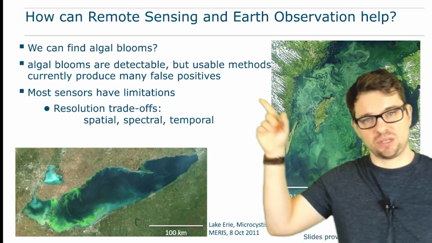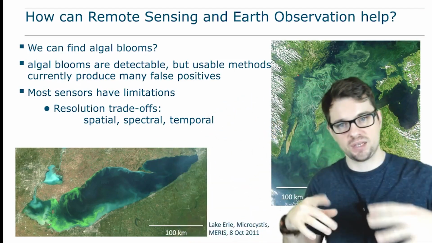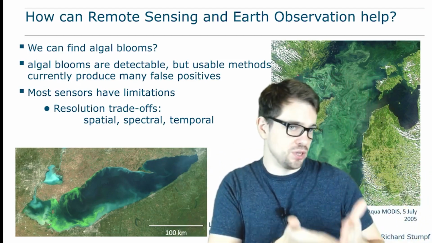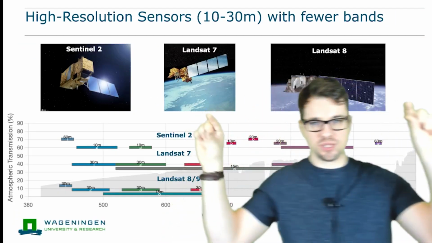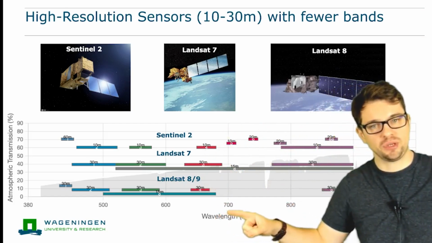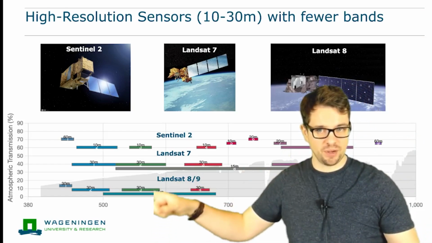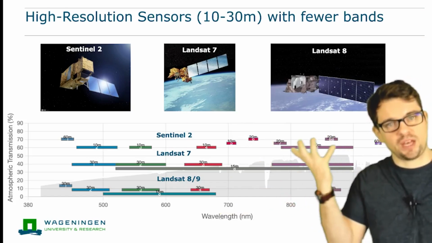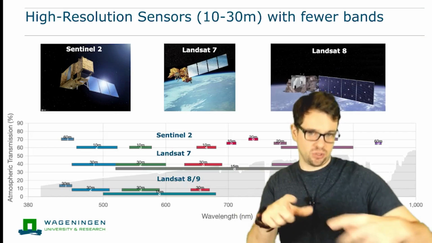And most sensors that we have have a trade-off between spatial resolution in terms of pixel size, spectral resolution in terms of number of bands, and temporal resolution in terms of number of acquisitions, because we also would like to have a frequent revisit rate. On the high resolution side, we have classically Sentinel-2, Landsat 7, and Landsat 8, with spectral bands over the general windows where we can see through the Earth's atmosphere, where we have atmospheric transmission, and we see that most of those bands naturally align. Generally we have fewer bands when we have a higher resolution, because less light can hit the sensor over a smaller area.